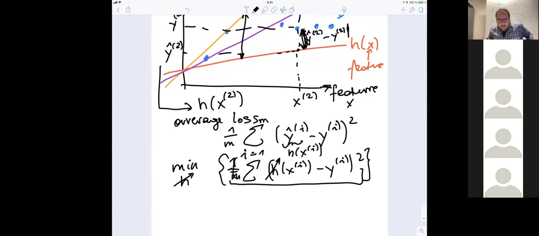And how do we do this in Python? How do we minimize this empirical risk? How do we solve this? What function do you normally use? Which method do you use to solve this optimization problem?